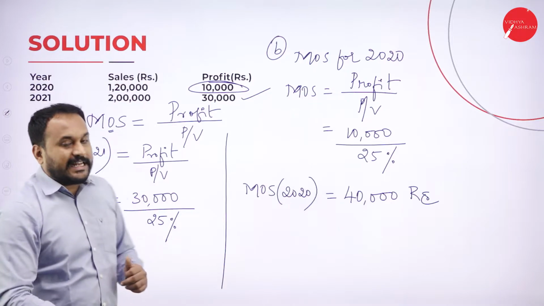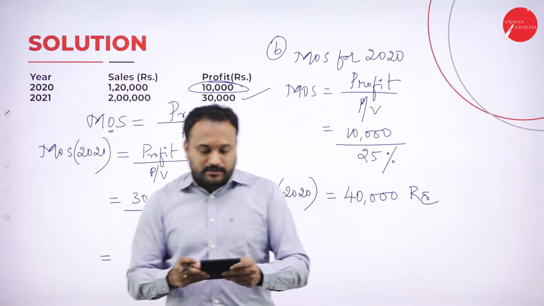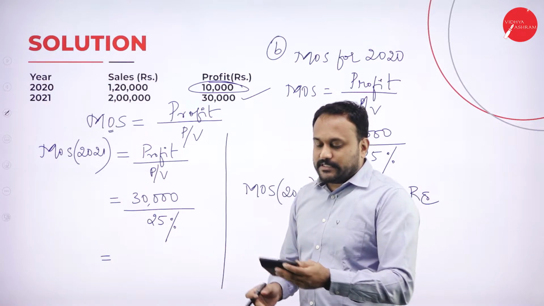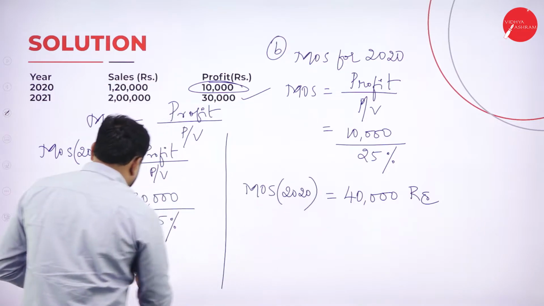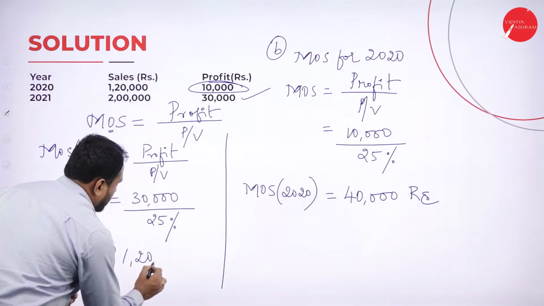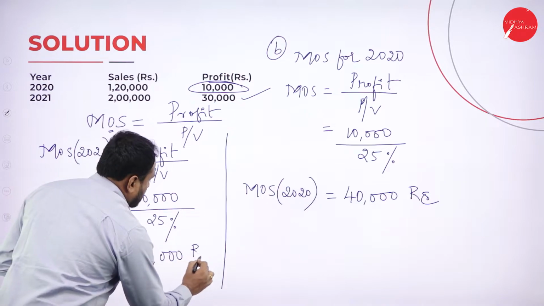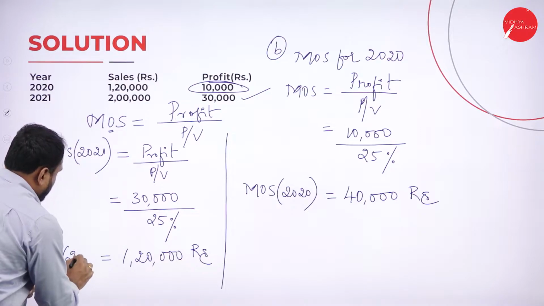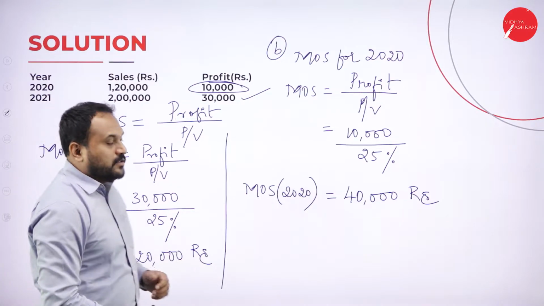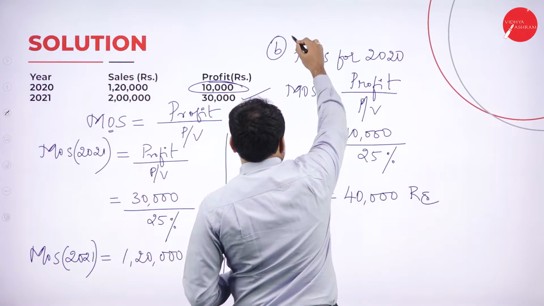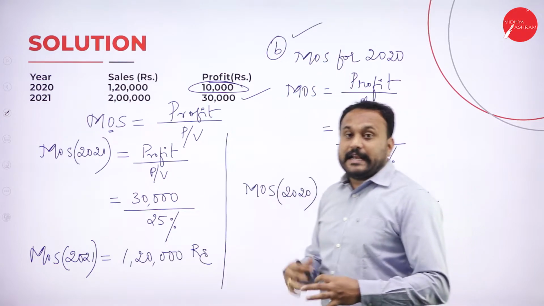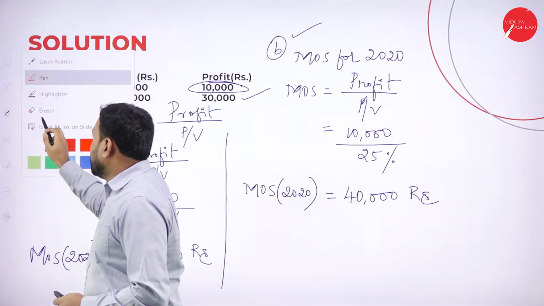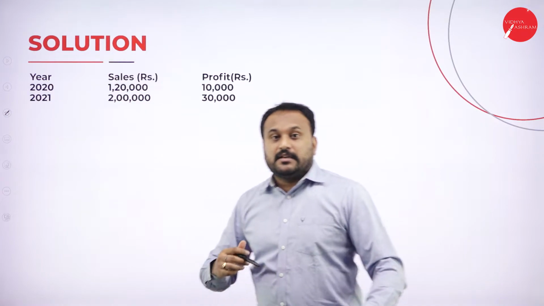Now 30,000 divided by 25% is what you should do. I will write here 30,000 divided by 25% is 1,20,000 rupees. So this is my MOS for 2021. So I'm done with the B also. So B is done, and now I need to actually find my BEP. So I'll just erase here. Erase all. Now let's find BEP.